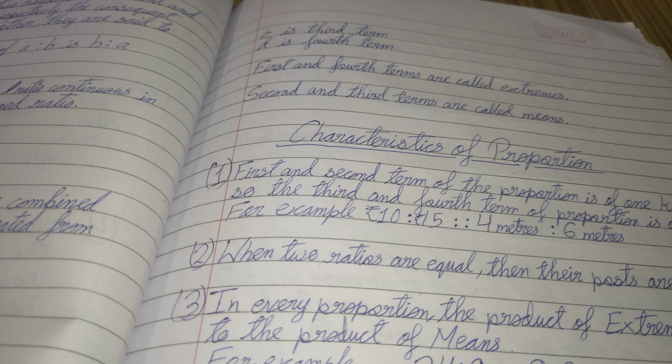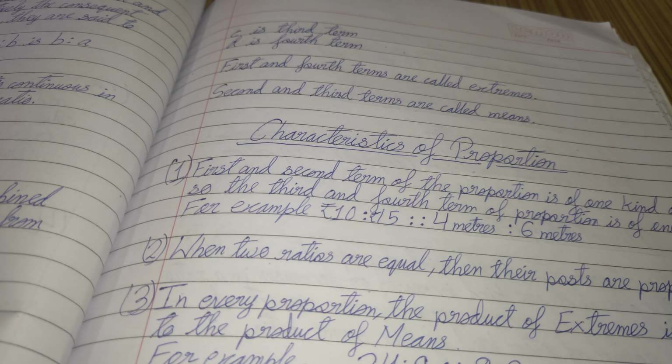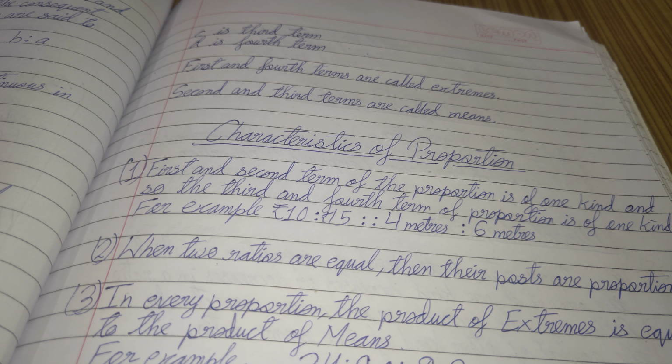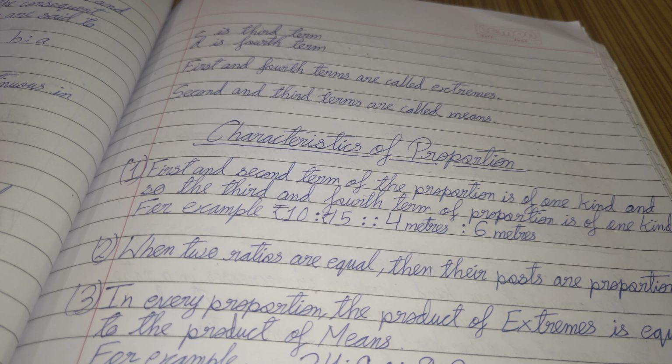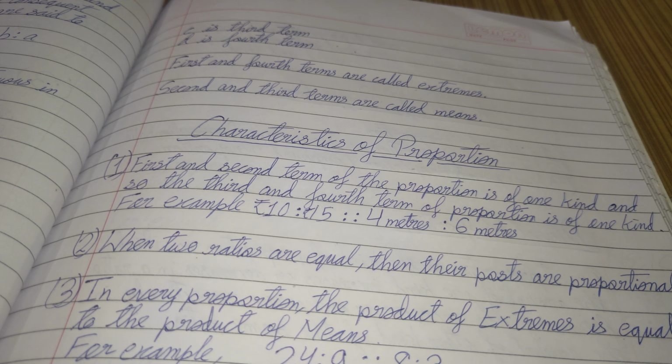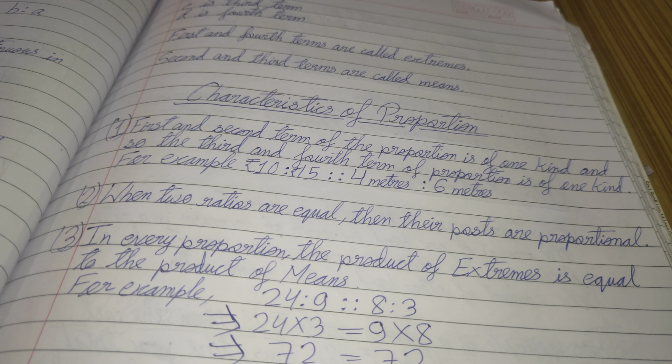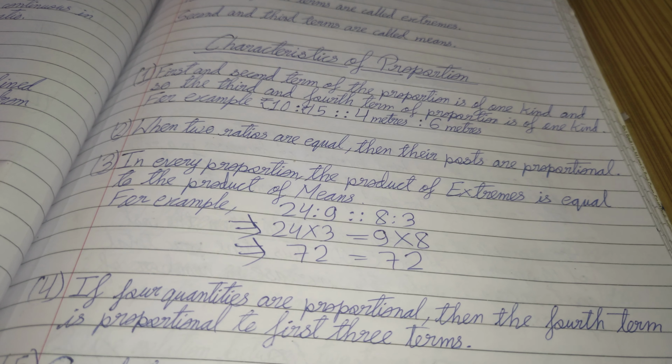Now what are the characteristics of proportion? The first and second terms of the proportion are of one kind, and so are the third and fourth terms. For example, ₹10 is to ₹15 as 4 meters is to 6 meters. When two ratios are equal, then their posts are proportional. In every proportion, the product of extremes is equal to the product of means.